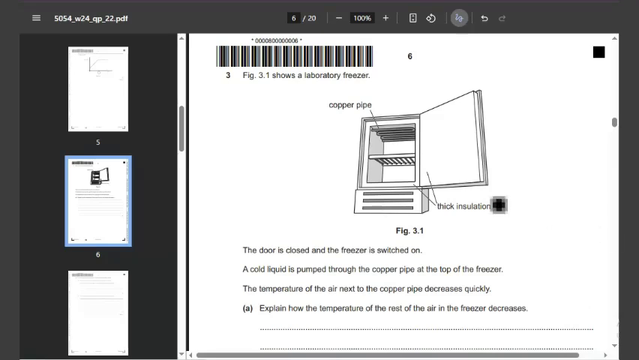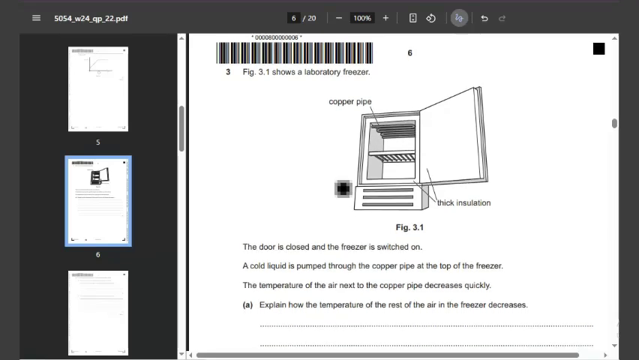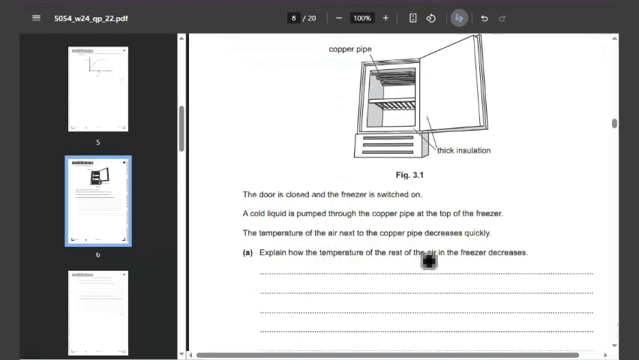So now we will move on to question 3. Figure 3.1 shows a laboratory freezer. The door is closed and the freezer is switched on. A cold liquid is pumped through the copper pipe at the top of the freezer. The temperature of the air next to the copper pipe decreases quickly. Question A. Explain how the temperature of the rest of the air in the freezer decreases.